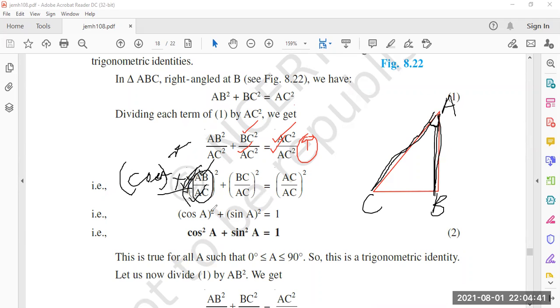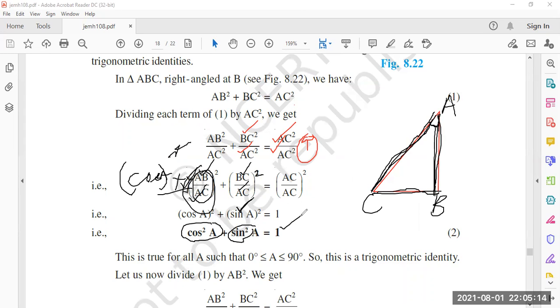Plus, the second part is BC upon AC. BC means this one. For angle A, this is opposite upon AC. AC is this one, that is the hypotenuse. So opposite upon hypotenuse is sine A. Since we have taken angle A, this is sine A. Since there is a square, it is sine square A, so we get cos square A plus sine square A, which is equal to 1.